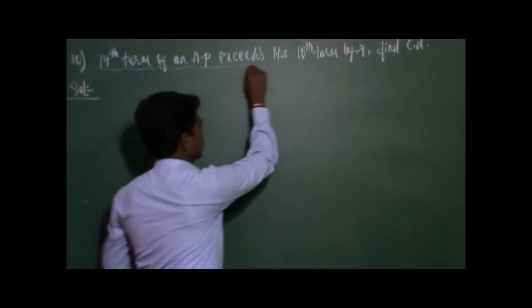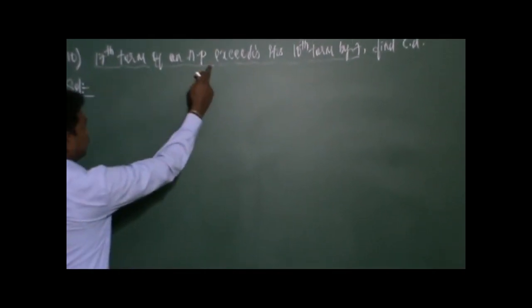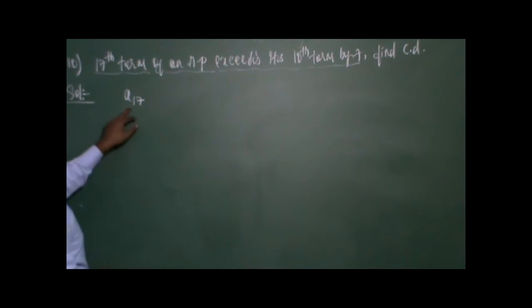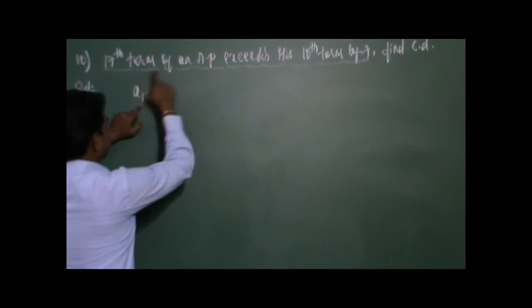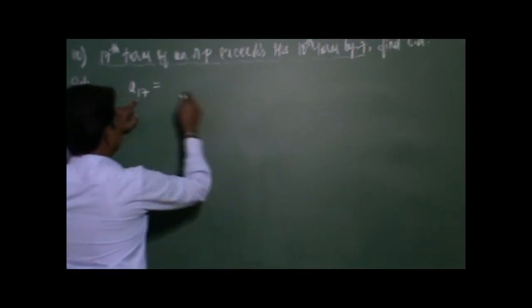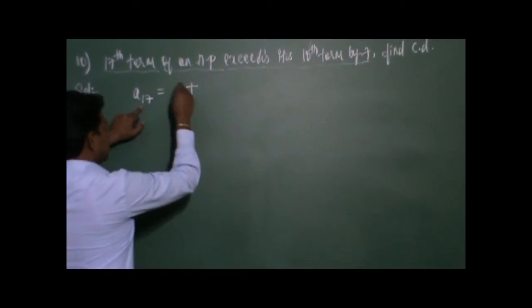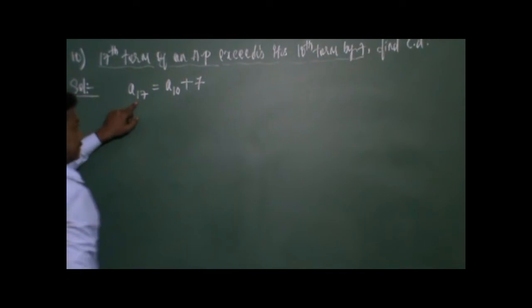Let us convert this statement which is in English. It is totally in English. We have to convert this English into a mathematical statement by using symbols wherever required. Very simple. 17th term of an AP exceeds its 10th term by 7. So let us write the 17th term: 17th term is equal to, exceeds, write the plus symbol, its 10th term, that is A10, by how much? It is 7.